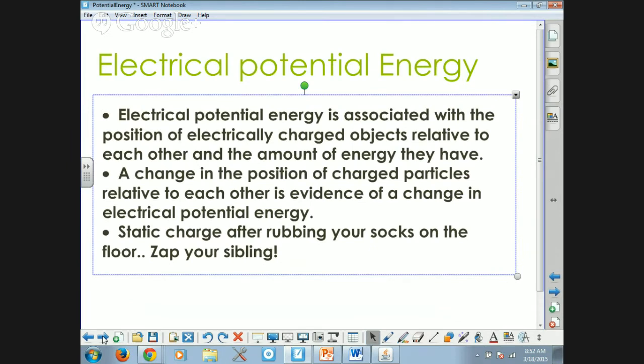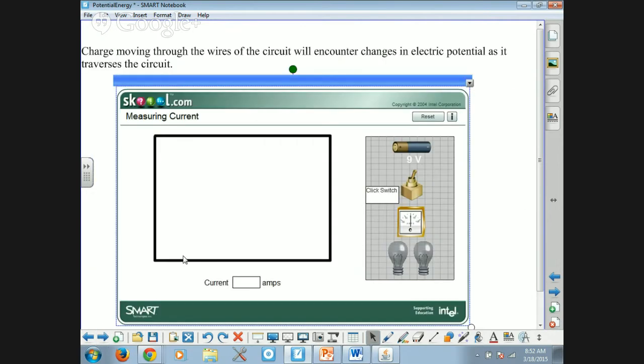All right, electrical potential energy. I went yesterday with the example of static charge, but I want to talk about electrical potential as it's associated with the actual flow. And it says charge moving through the wires of the circuit will encounter changes in the electric potential energy as it traverses through the circuit. So we're going to make a circuit here. Here I've got a battery and a little measuring device, some sort of an amp meter, and my little switch. Now, technically speaking, I don't think I should have to add the switch. I think it should just be flowing. But for this particular app, we have to flip the switch.